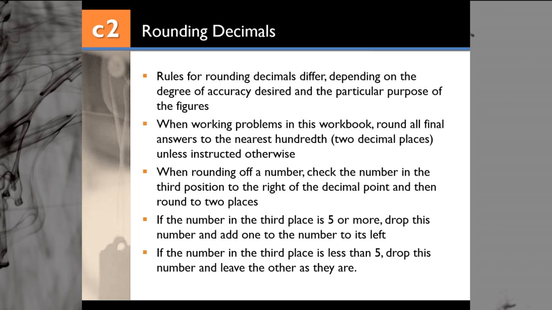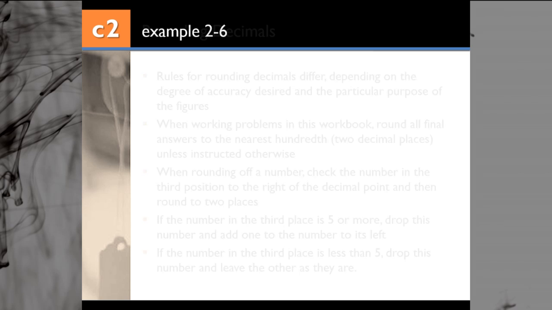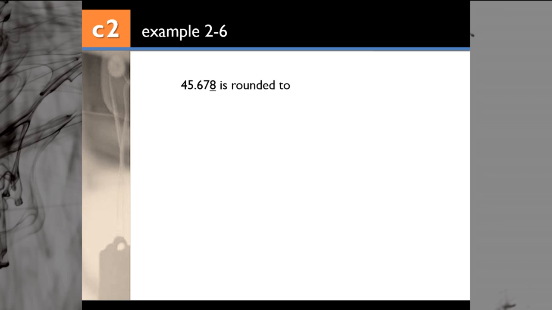However, if the number in the third place is less than 5, you're going to drop this number and leave the others as they are. So you're not going to add or subtract any number, you just drop the number in the third decimal place. Let's look at an example. So you have this number, 45.678. Can you guess what number you're going to end up with if you round it to the second decimal place?